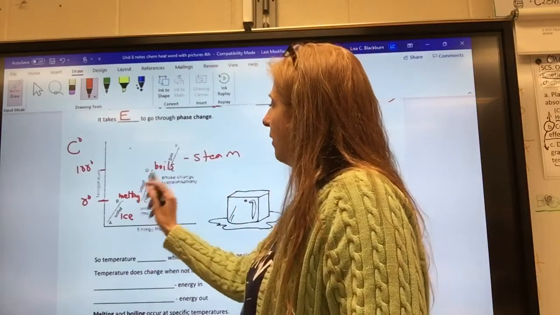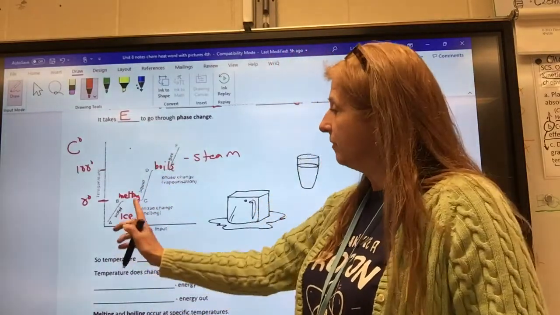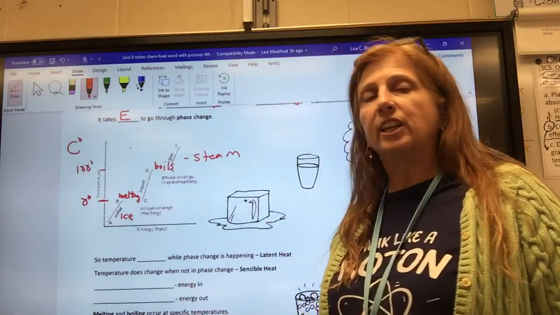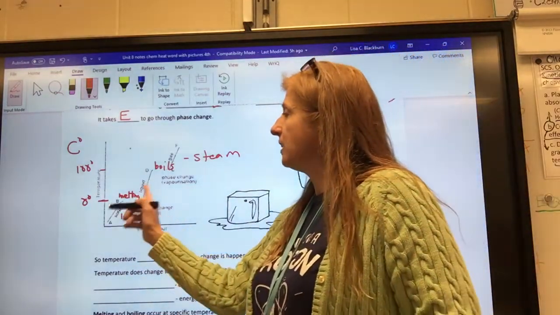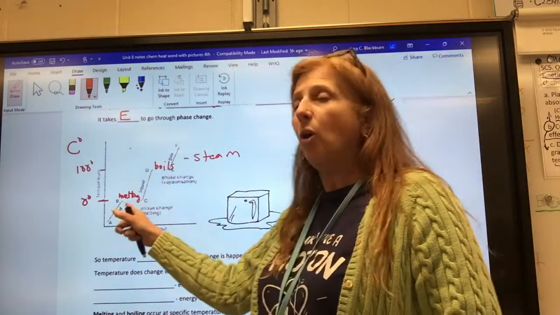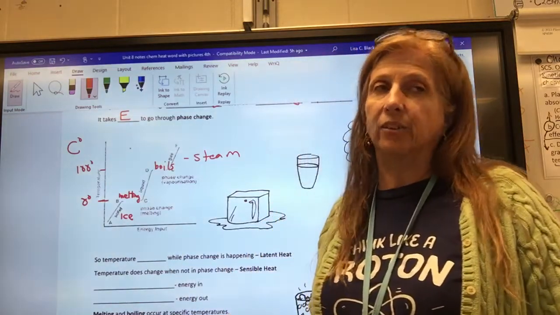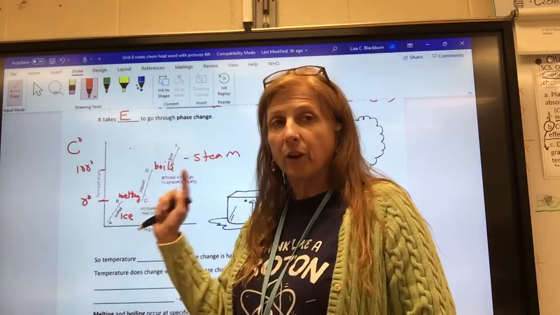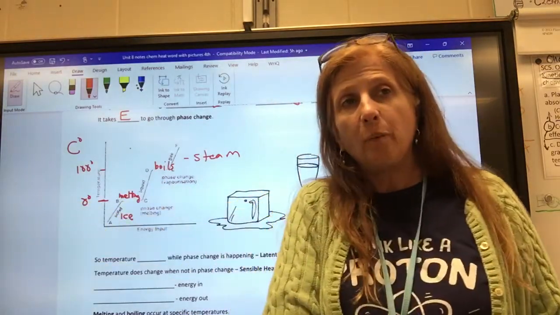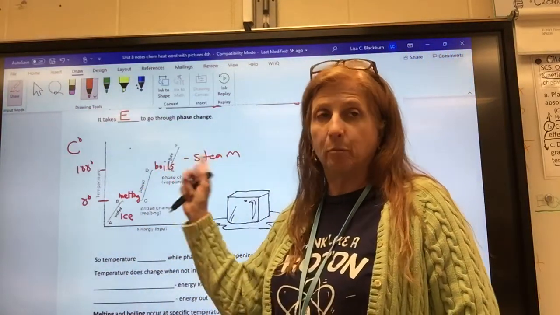Now, where these things happen, where melting and boiling occur, even if you increase the energy, it does not increase the temperature. So water, ice water, where it's in between solid and liquid, is always 0 degrees. You can put more ice in, doesn't matter, it's still going to be 0 degrees. Boiling water is always 100. You can turn up the temperature and make it boil faster. It will not increase the temperature.